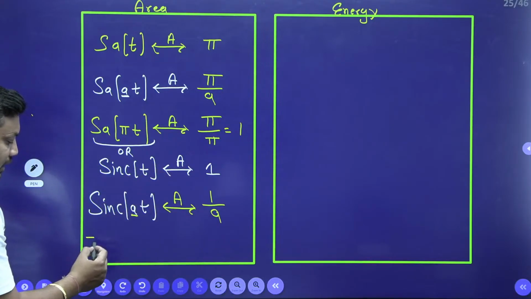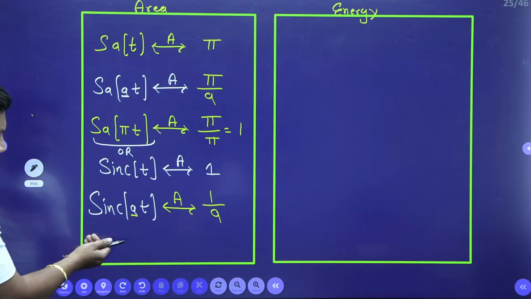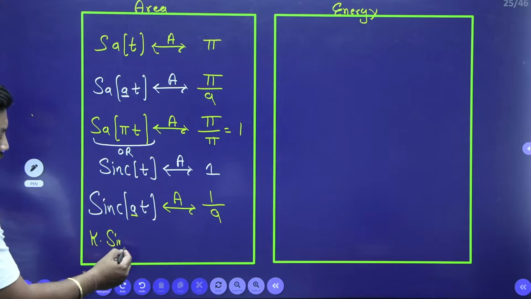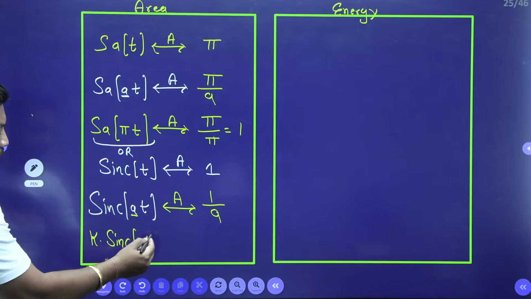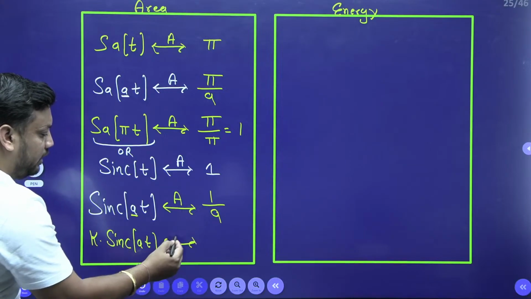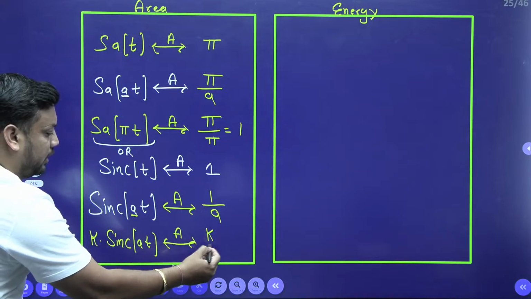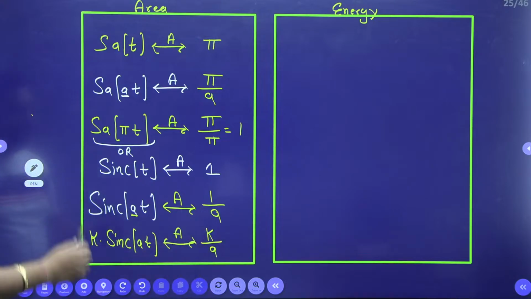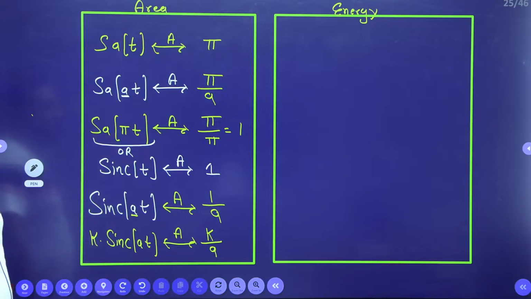If I write, what is the area of K times sinc of at? Then you should write, sir, its area will be K upon small a only. K upon small a only. All of you guys, just let me know, is this clear, beta? Yes or no?